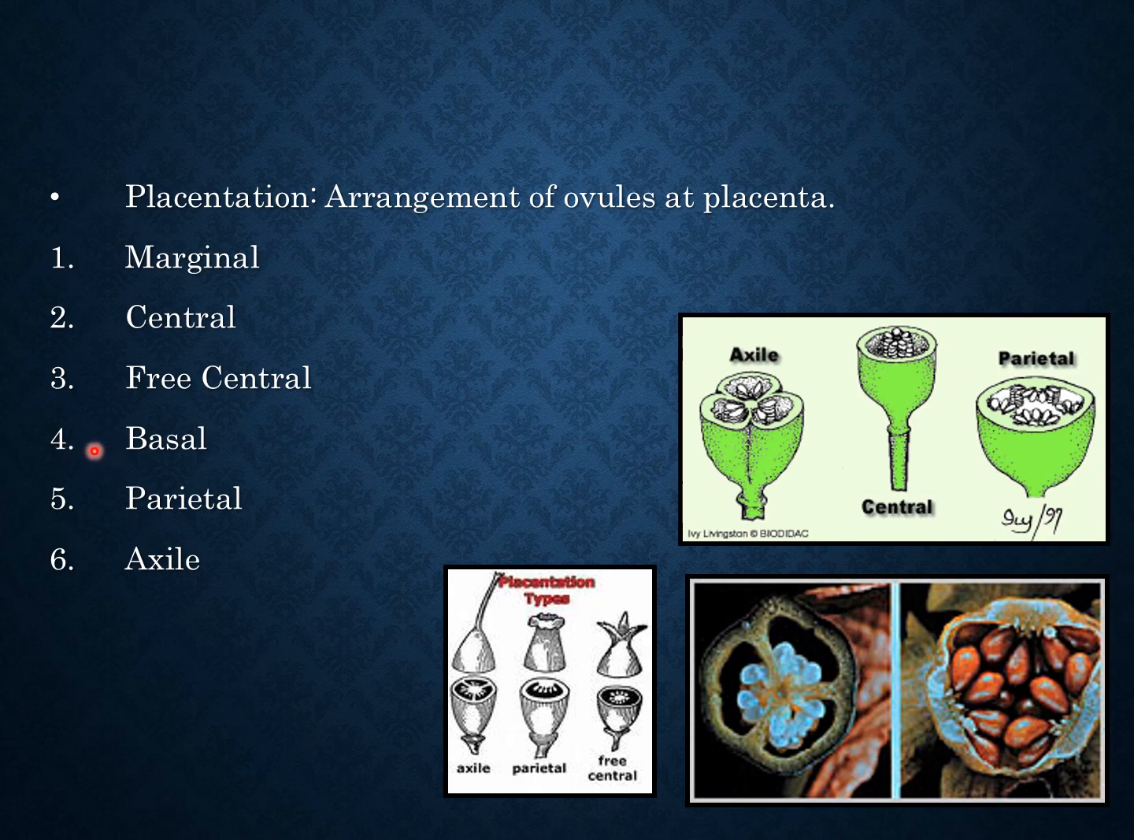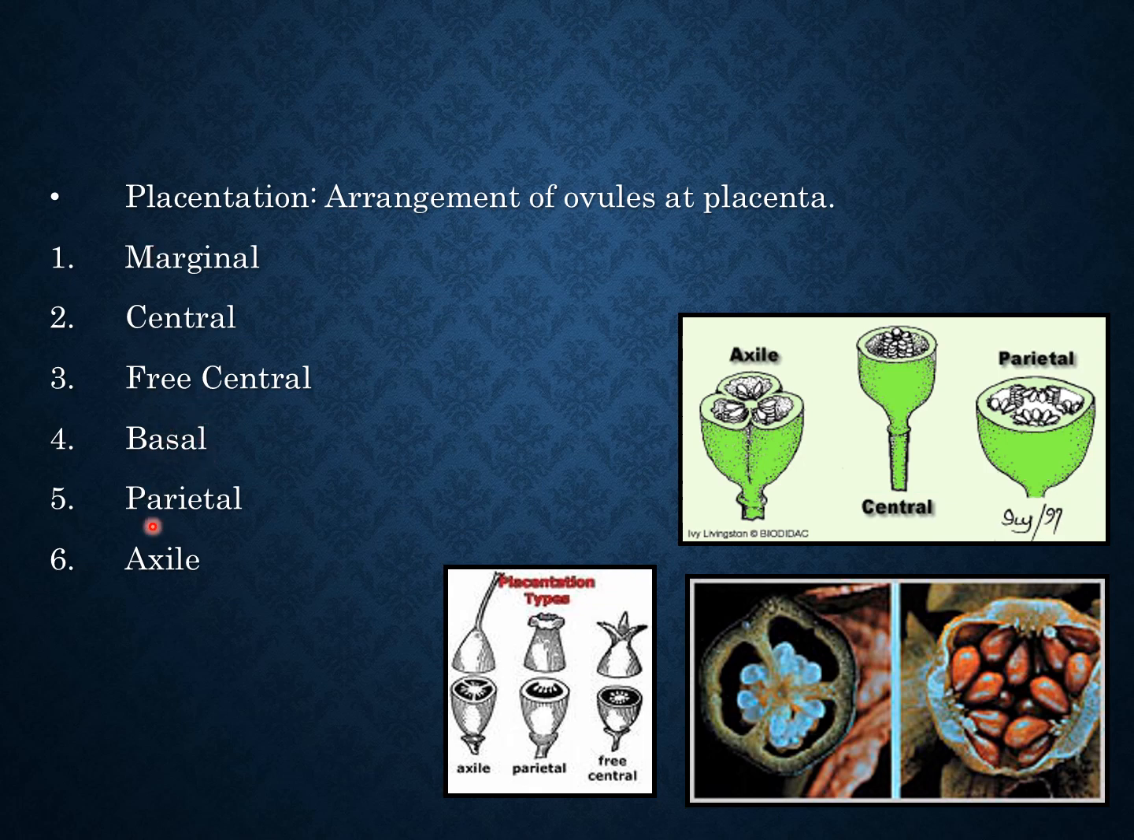And basal: the ovary is one chambered and the placenta is present at the base of the ovary. The number of ovules could be few to one. In most cases, basal placentation occurs in syncarpous gynoecium, and the number of carpels can be determined by the number of styles or stigmas. In transverse section, the attachment of the ovule is not visible and it appears to be free from all sides.